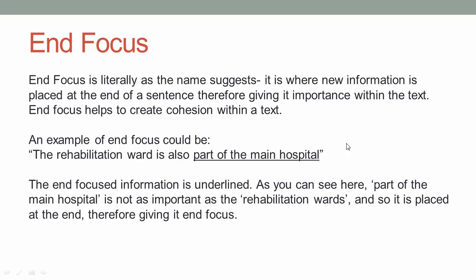Next, we're going to look at end focus. So again, end focus literally as the name suggests. It is where new information is placed at the end of a sentence, therefore giving it importance within the text. So end focus helps us to create cohesion within a text. An example of end focus could be, the rehabilitation ward is also part of the main hospital. So in this case, the end focus information is underlined. As you can see here, part of the main hospital is not as important as the rehabilitation ward, and so it is placed at the end, therefore giving it end focus.